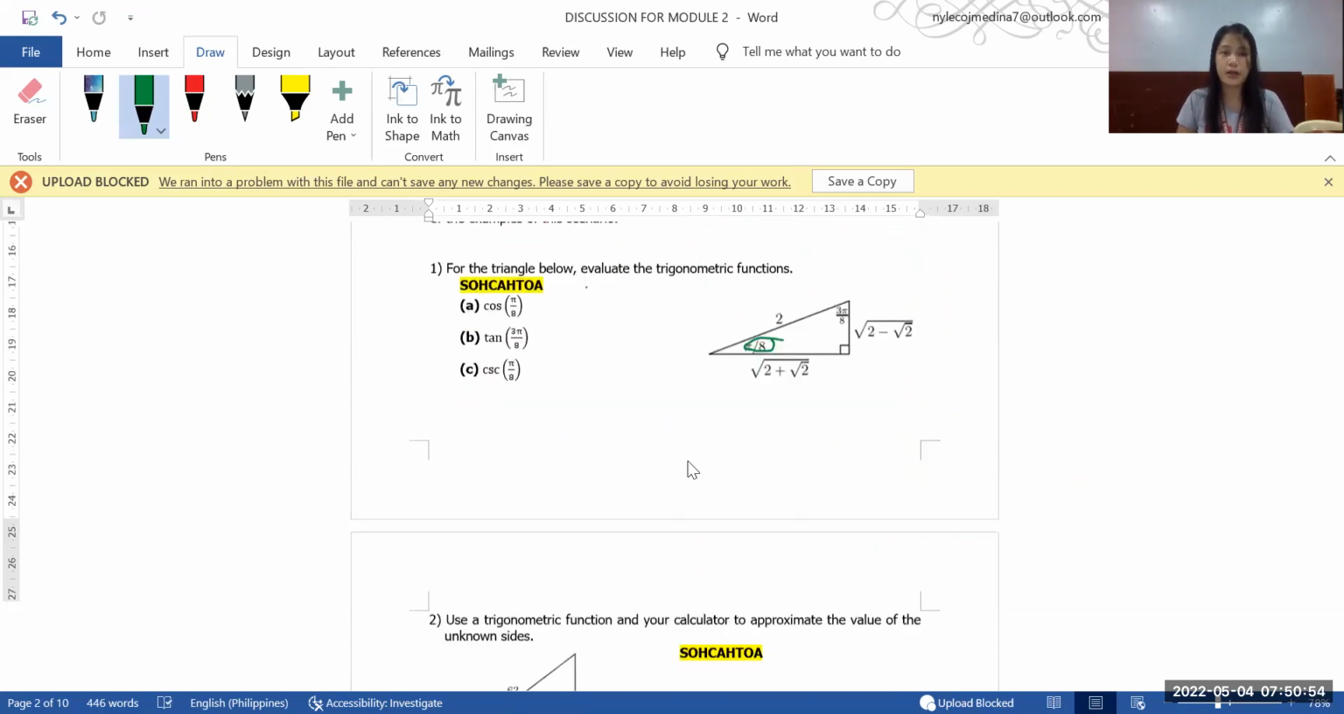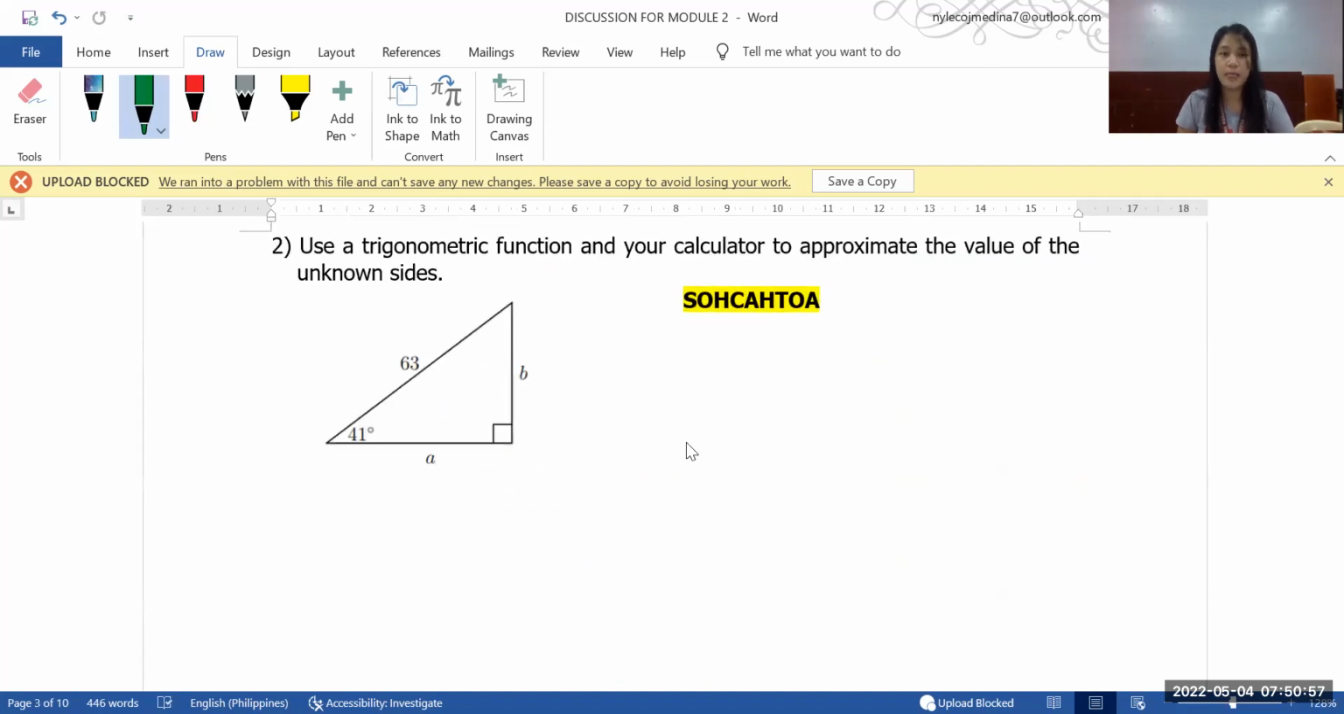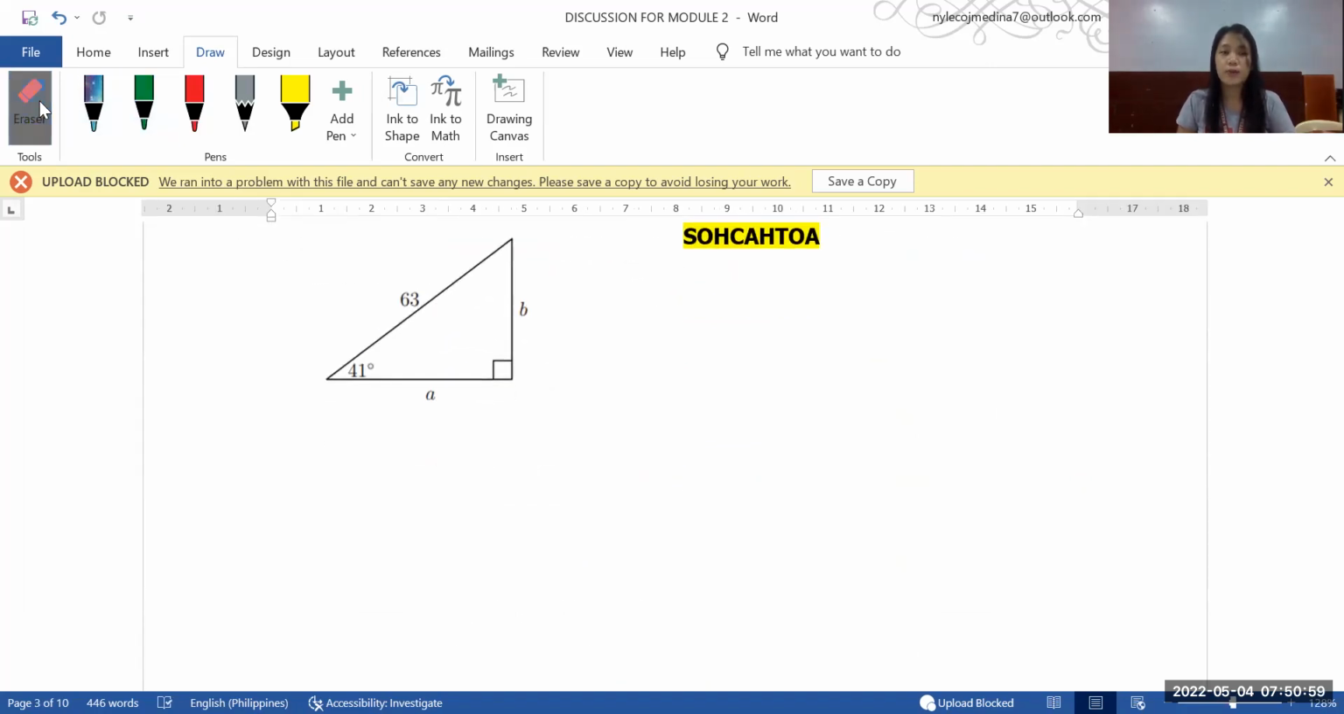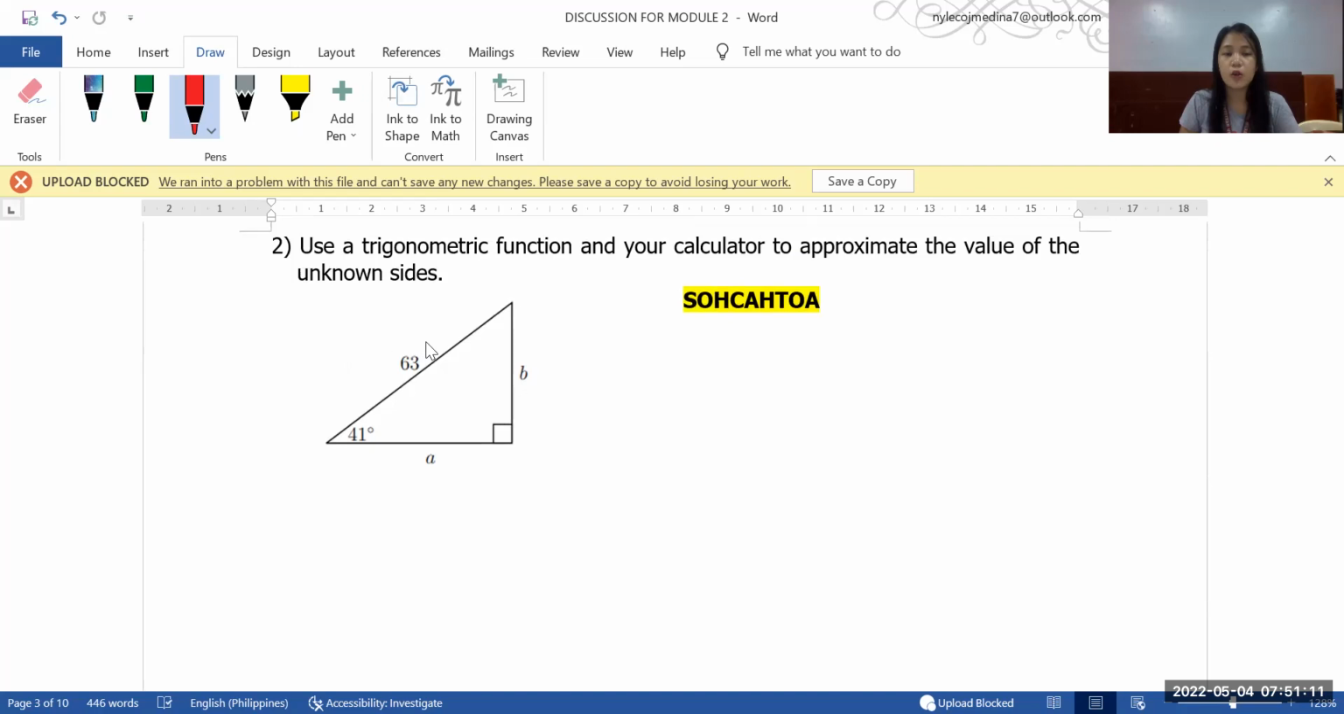Another example para we could understand. Ang given dito is your triangle. And then ang hypotenuse natin is your 63. So this is your hypotenuse. Ang adjacent natin is si A, kasi this is your angle. The side na katabi ng angle mo is ang adjacent. So A is your adjacent. And ang B natin, of course, is your opposite.